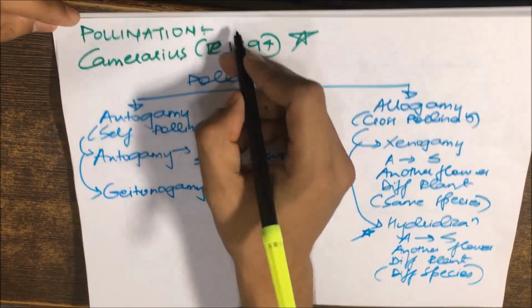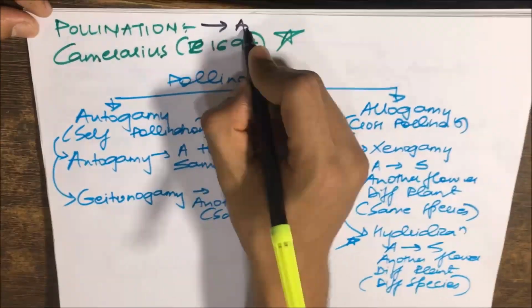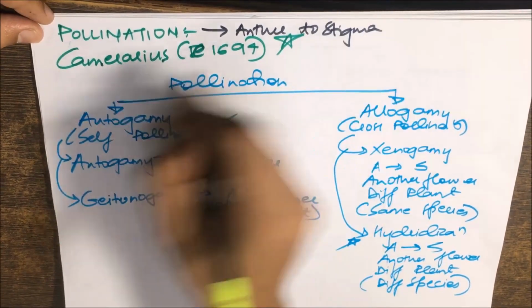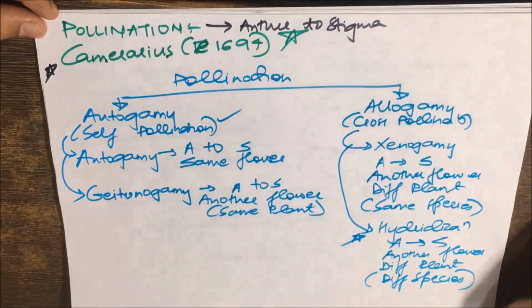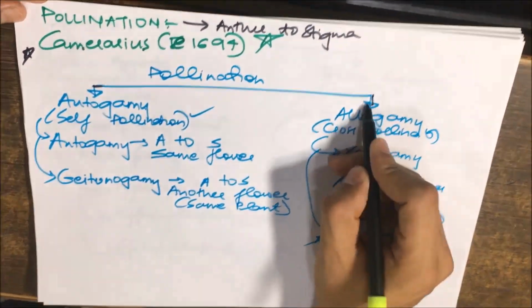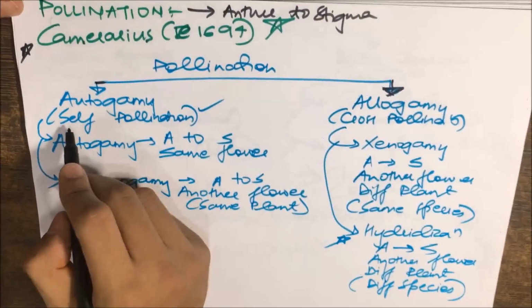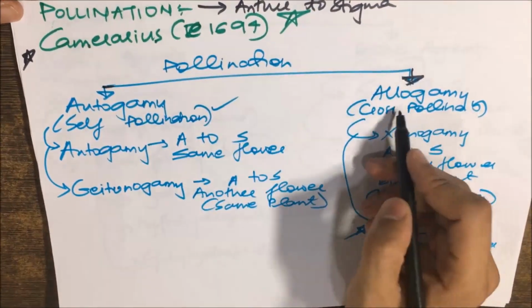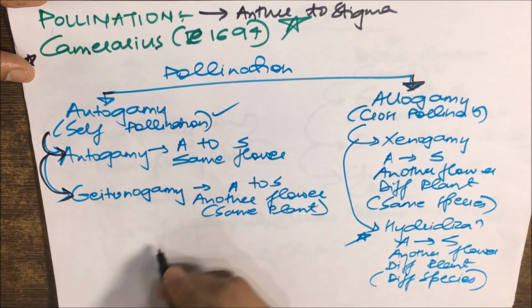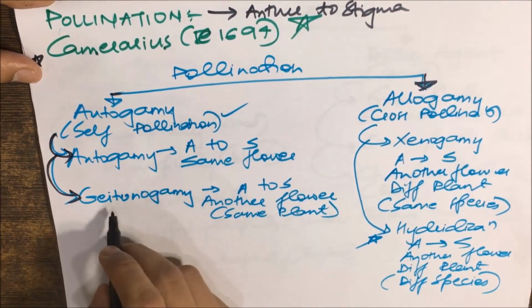Pollination basically is the process of transfer of pollen grains from the anther to the stigma, and it was first noticed or discovered by Camerarius in 1694. Pollination can broadly be classified into autogamy and allogamy. Autogamy basically refers to self-pollination, while allogamy refers to cross-pollination. Autogamy can further be classified into autogamy again and geitonogamy.